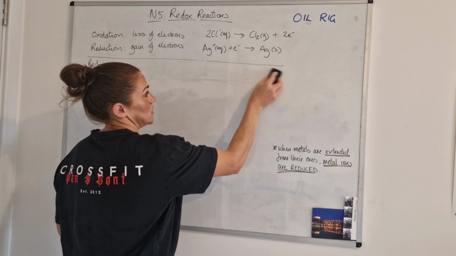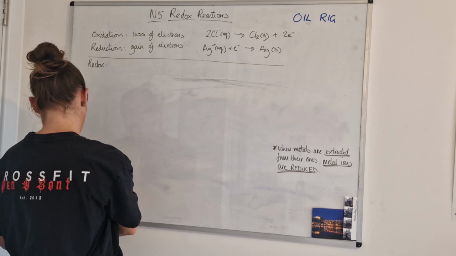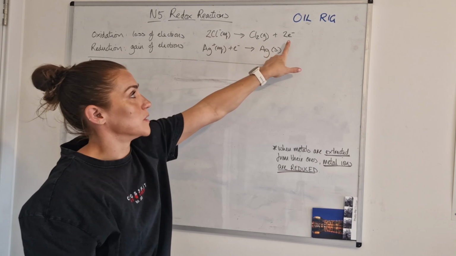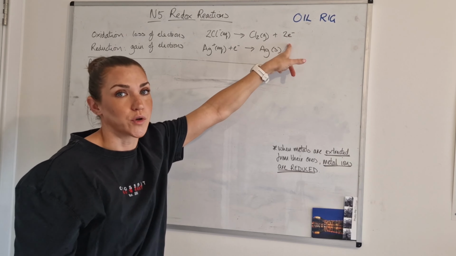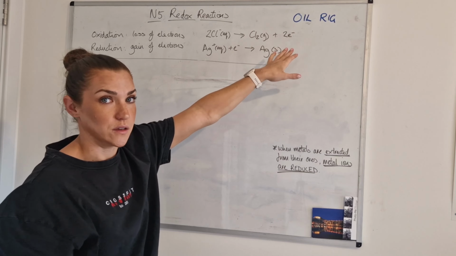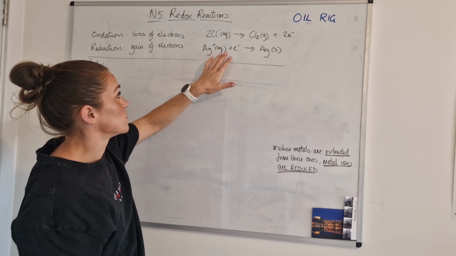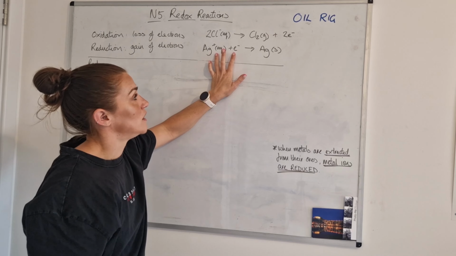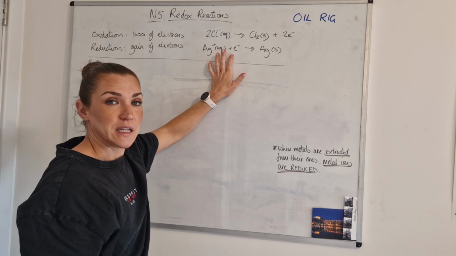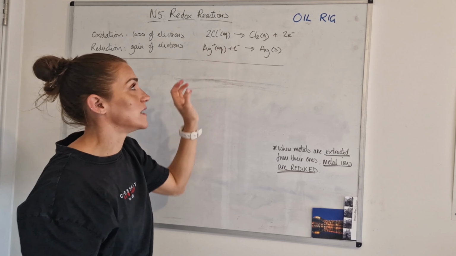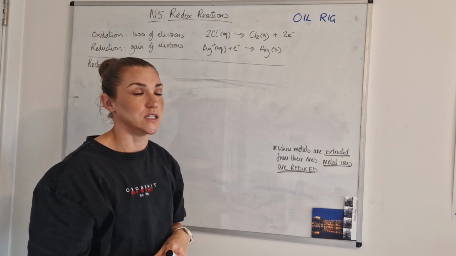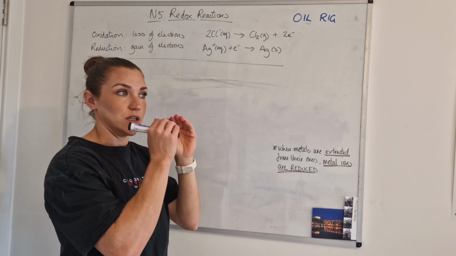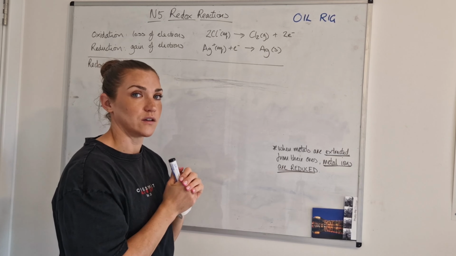Looking at these two examples of reduction and oxidation, we can tell this is an oxidation reaction because electrons are being given off. They're on the product side, so they're being lost. In this reaction here, the electrons are being taken on, they're being gained, they're a reactant, therefore this is a reduction. You can sometimes double check in the electrochemical series to see which direction the reaction you're given is going in.